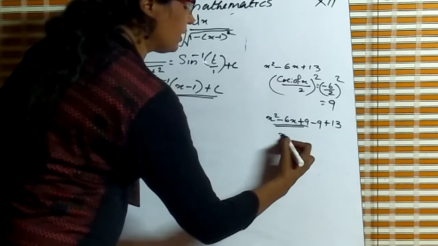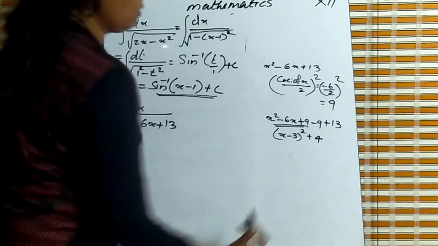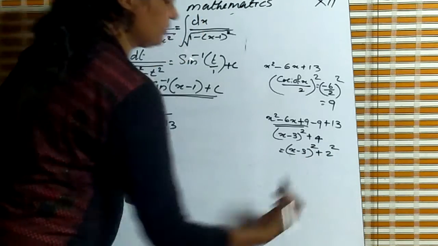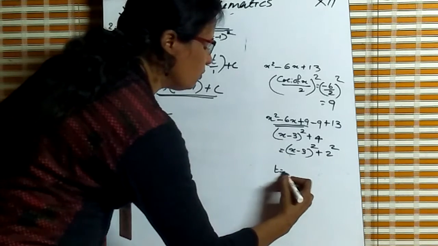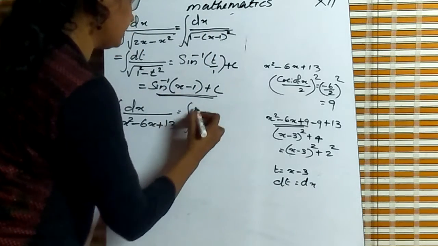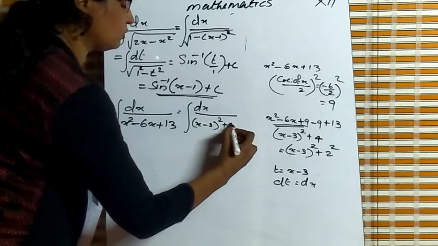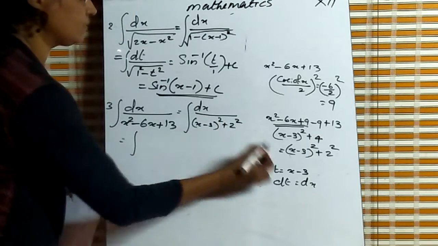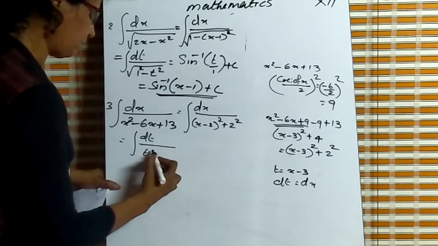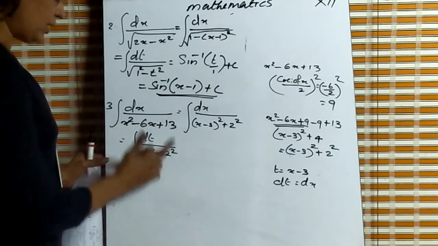We take the first three terms together and write (x minus 3) whole square, and minus 9 plus 13 is plus 4, which is equal to (x minus 3) whole square plus 2 square. Now we put t equal to x minus 3, so dt is equal to dx. Now the integral dx by (x minus 3) whole square plus 2 square becomes integral dt by t square plus 2 square. This is of the form a square plus x square.